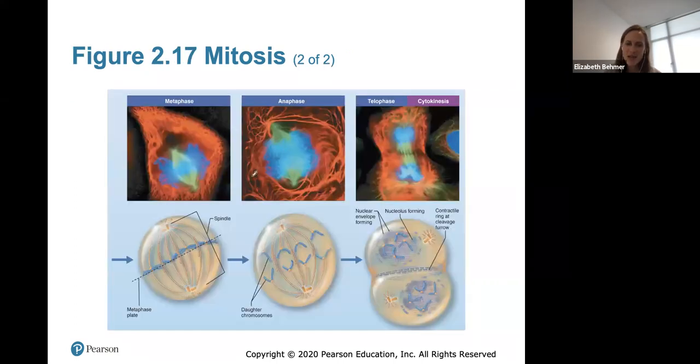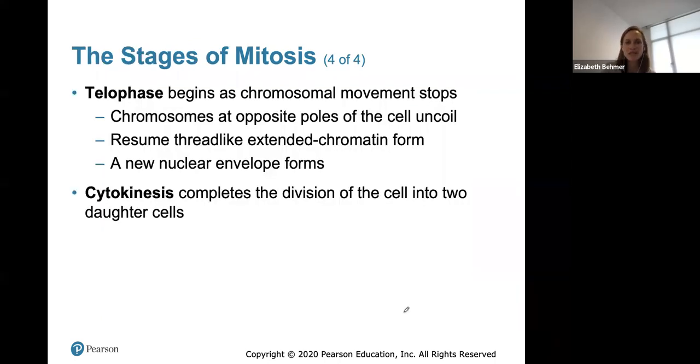So we have metaphase and anaphase. Metaphase is easily seen because the chromosomes are lined up in the middle of the cell. And then anaphase, you can see all the chromosomes being pulled apart from each other by the centrioles and the mitotic spindle. And then telophase and cytokinesis, we start to see a cleavage furrow, where a new plasma membrane will form to separate one cell into 2. So telophase, the chromosomal movement stops, the nuclear envelope will form again, and then cytokinesis is just the division of the cell into two daughter cells.